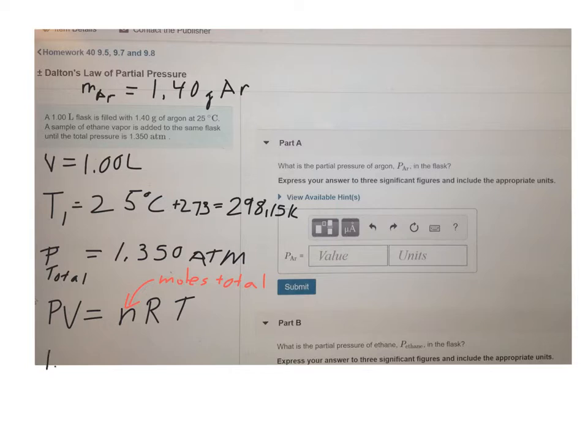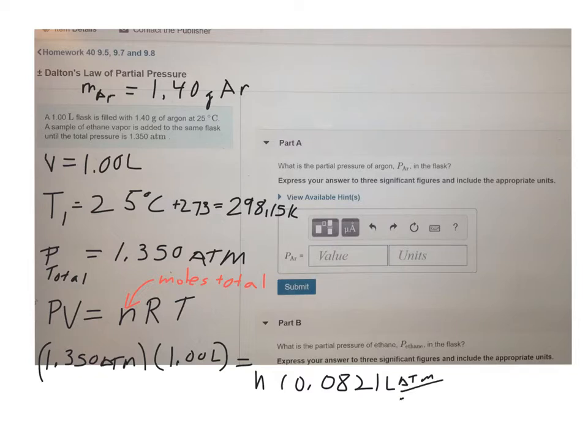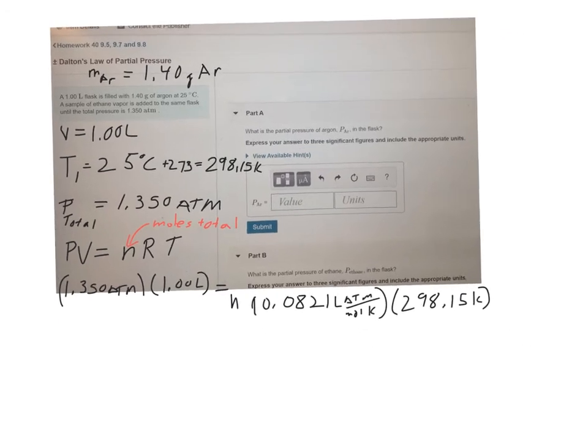So I've got 1.350 atm times a 1 liter volume equals a number of moles times 0.0821 liters atm per mole Kelvin times a temperature. Now let's solve for my number of moles.